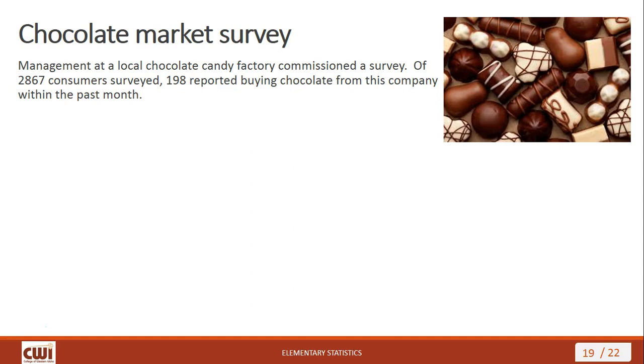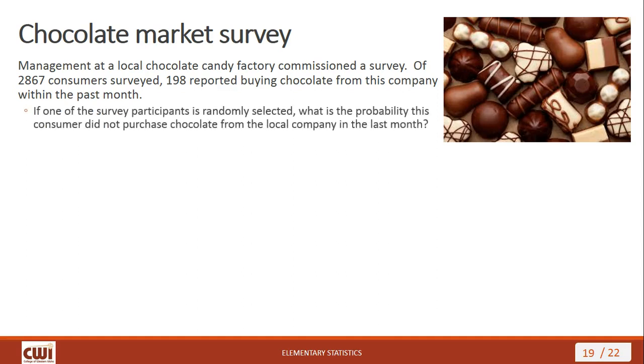So we have management at a local chocolate candy factory that was commissioned to do a survey. And so the survey came out surveying 2,864 consumers. And of those surveyed, 198 of them reported buying chocolate from this particular company within the past month. So 198 out of 2867 means you've got some pretty stiff competition. So let's say one of the survey participants is randomly selected. What then is the probability this consumer did not purchase chocolate from the local company within the last month?